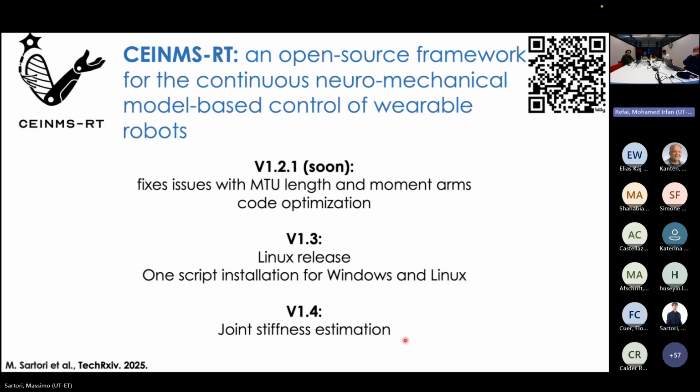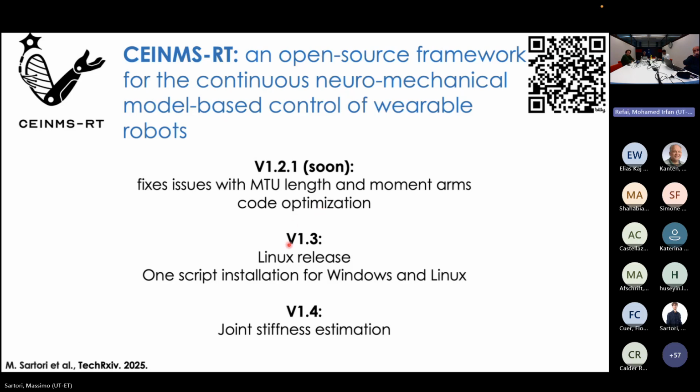And this is a very brief guideline of what's coming next. There's going to be a new release coming out soon. We call it version 1.2.1. This version is going to fix a few issues that we found with the spline block that I showed you before, which essentially converts joint angles into muscle tendon length and moment arms. There are some small bugs that need to be fixed there. And this release is also going to provide some code optimization to make the code more efficient.